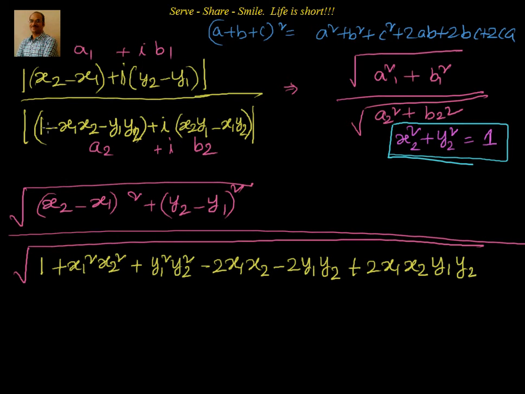Okay, I'll write down, this is nothing but (1 minus x1 x2 minus y1 y2) whole square plus (x2 y1 minus x1 y2) whole square. Can I write down that? That is x2 square y1 square plus x1 square y2 square minus 2x1 x2 y1 y2. So let us see what we can cancel here.